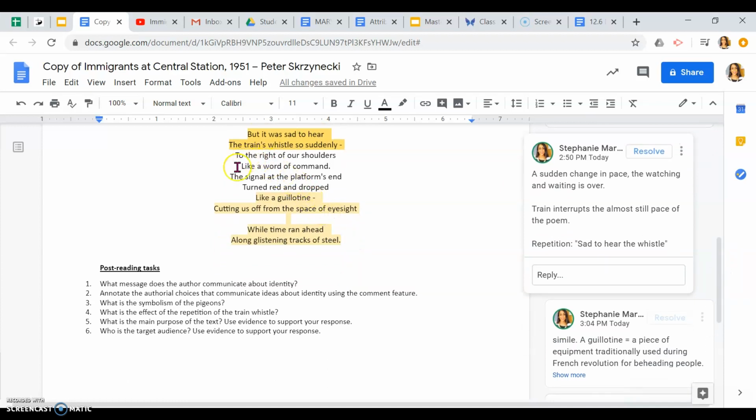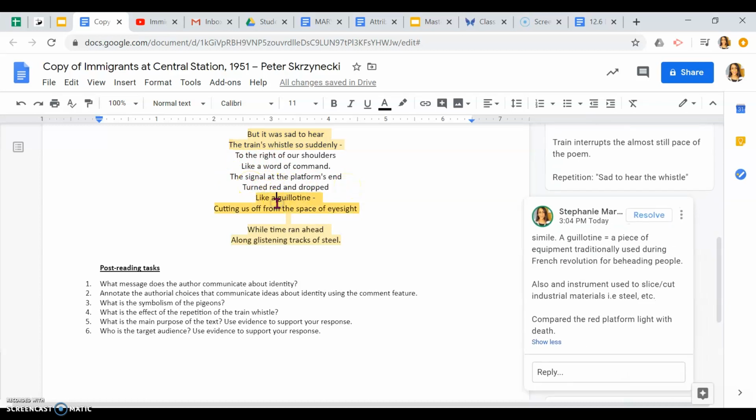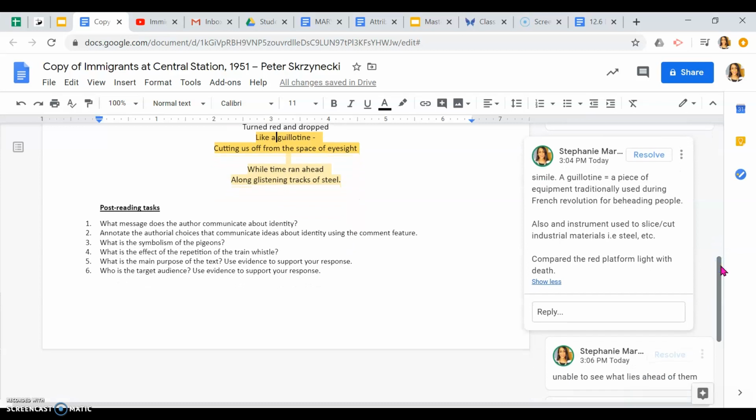Lastly, guys, the poet talks about the fact that suddenly the signal at the platform's end turned red and dropped like a guillotine. So there's the simile again. A guillotine is a piece of equipment that was traditionally used during the French Revolution for beheading people. In more modern times, it's often used by mechanical engineers as an instrument to slice or cut industrial materials like stainless steel. So again, comparing the platform's red light, that signal, with death signifies that this is perhaps their fate, and the unknown is coming.